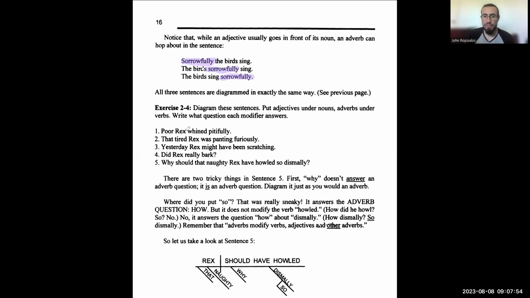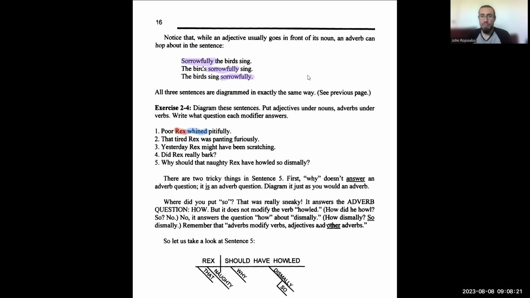So we have Rex, it's our subject, that's who we're talking about. And what did he do? He whined, right? Now, if we look, what is the rest of the sentence? The rest of the words in the sentence have some subordinate, unnecessary relation to the rest of the sentence. Like, you don't need them in the sentence.